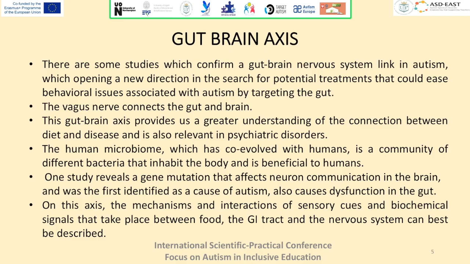The human microbiome, which has co-evolved with humans, is a community of different bacteria that inhabit the body and is beneficial to humans. One study reveals a gene mutation that affects neuron communication in the brain and was the first identified as a cause of autism, also causes dysfunction in the gut. On this axis, the mechanisms and interactions of sensory cues and biochemical signals that take place between food, the gastrointestinal tract, and the nervous system can best be described.